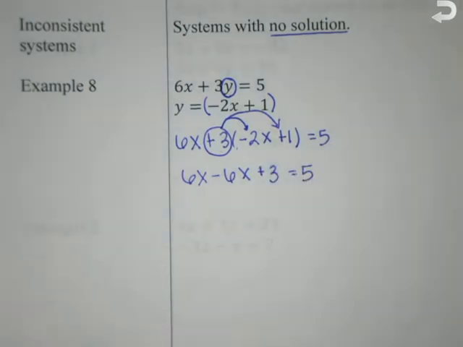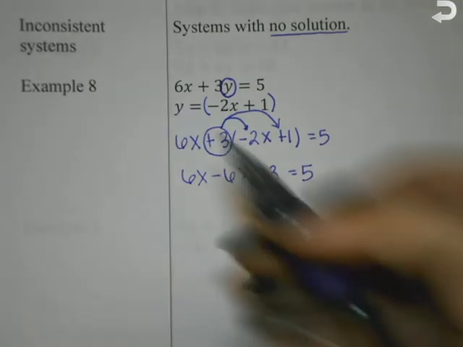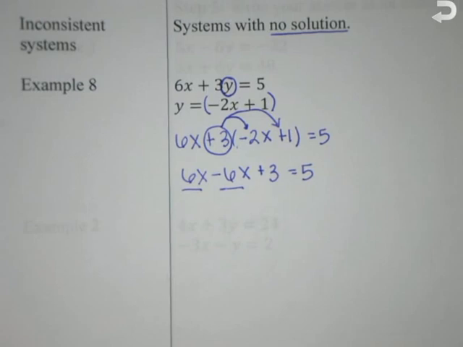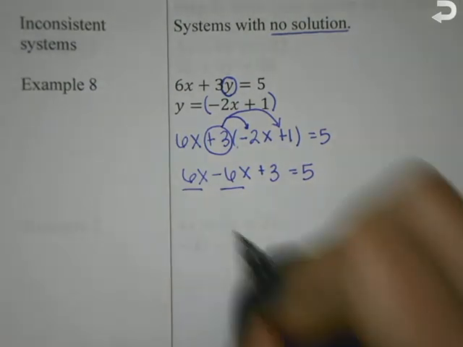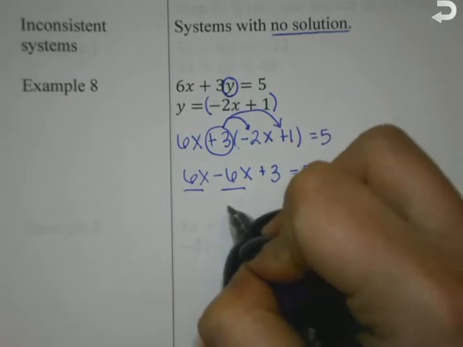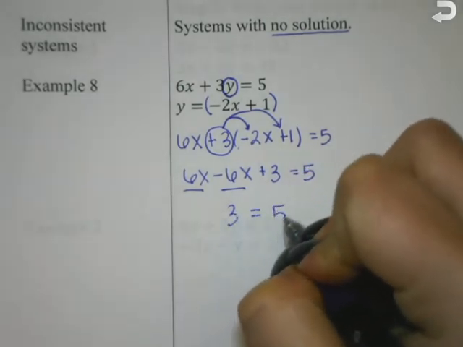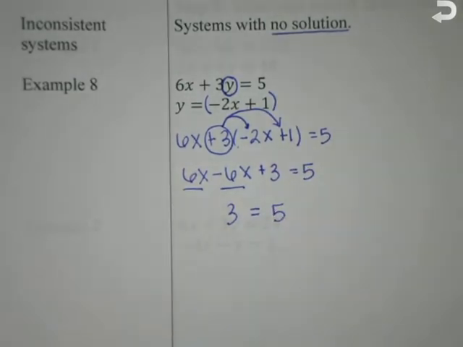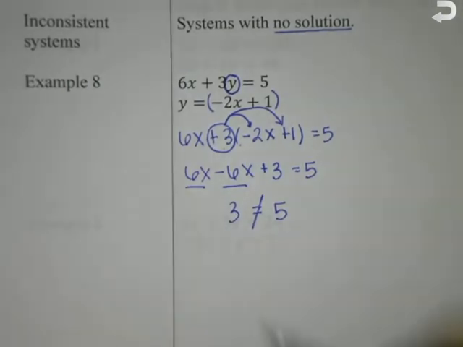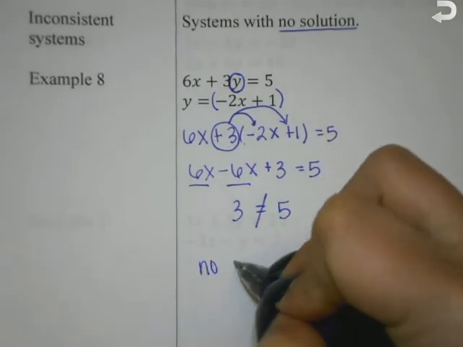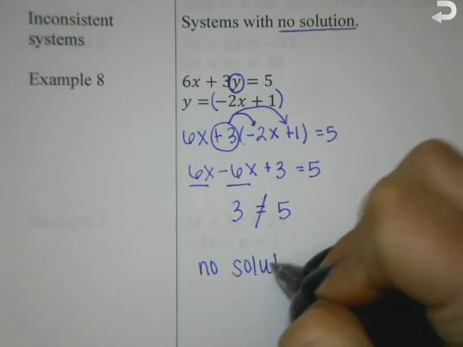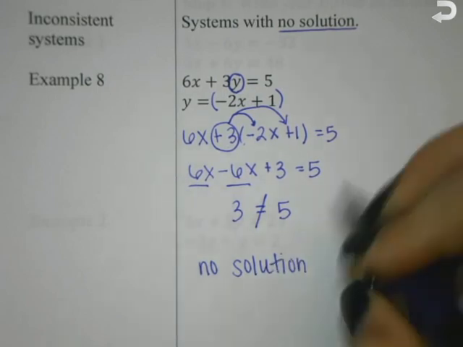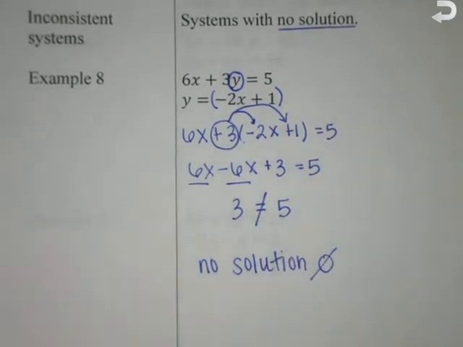My next step is always to combine like terms. So I have 6x minus 6x. What does that give you? 0x. So they cancel, right? So we would end up with 3 equals 5. Is that true? No. No, definitely not true. So we say that this has no solution. The symbol for no solution is a circle with a line through it. Okay, so you could also give me just a circle with the line through it. That's fine.